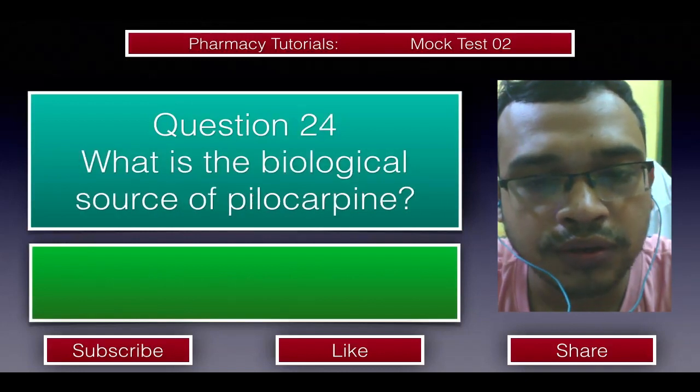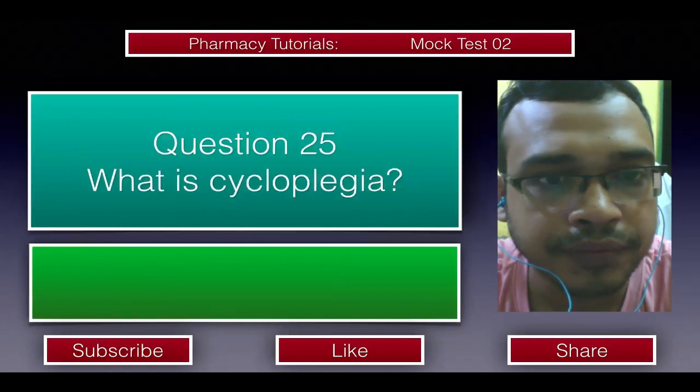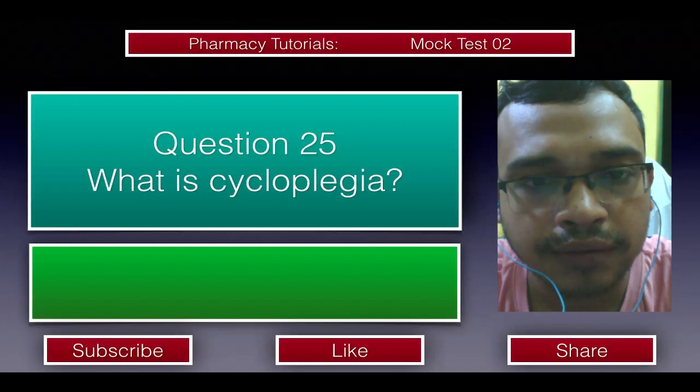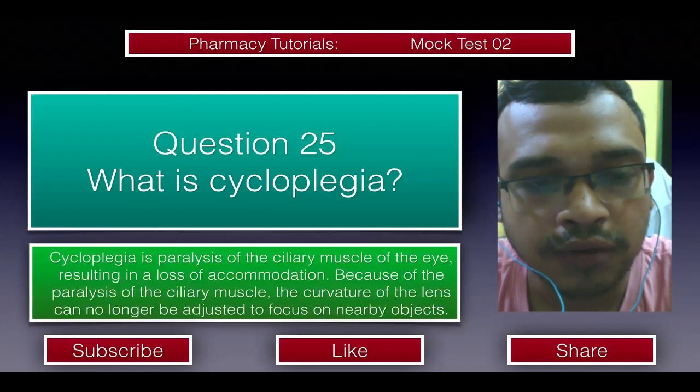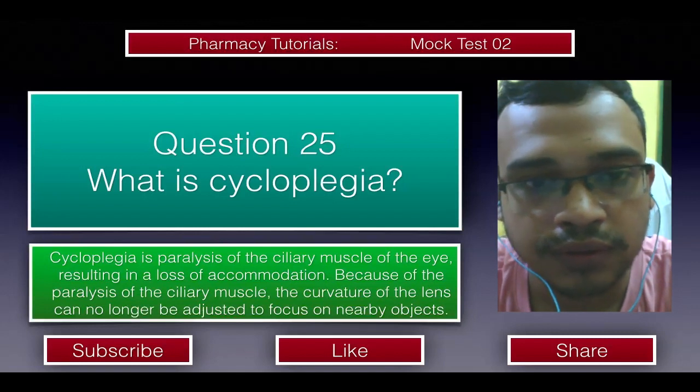What is the biological source of pilocarpine? Pilocarpine is obtained from Pilocarpus jaborandi, family Rutaceae. Next question. What is cycloplegia? Cycloplegia is paralysis of the ciliary muscle of the eye resulting in a loss of accommodation. Because of the paralysis of the ciliary muscle, the curvature of the lens can no longer be adjusted to focus on nearby objects. So basically, you will not be able to see objects that are nearer to you. This is cycloplegia.